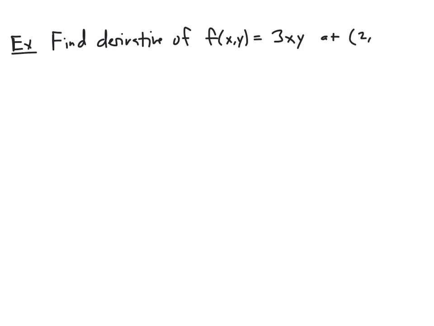So let's look at an example. Let's say we wanted to find the derivative of the function f of x, y given by, let's do a simple function here, 3xy, at the point (2, 1), in the direction of vector v, which is given by coordinates (1, -1).